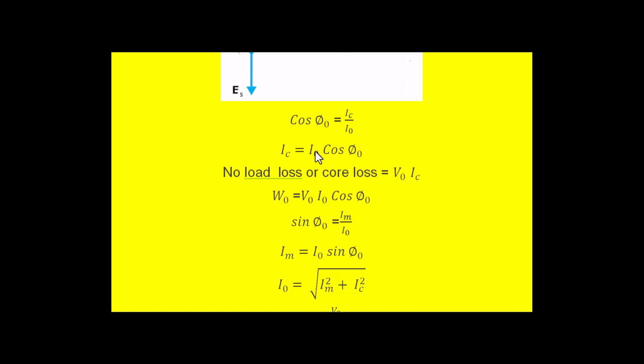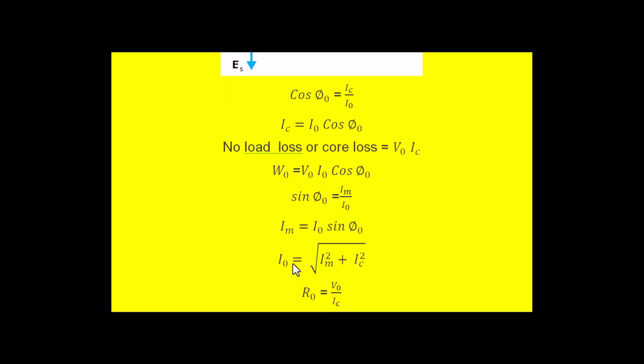What is the necessity of calculating this IC and Im? To calculate the no load components of the transformer, we need this. And we know what is I naught. I naught is nothing but vector sum of IC and Im.